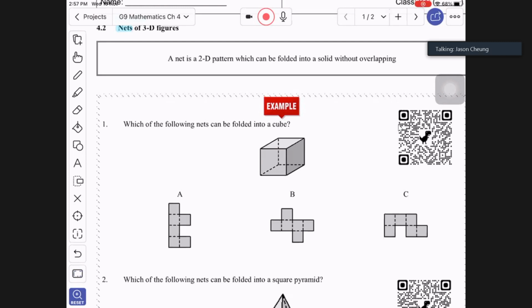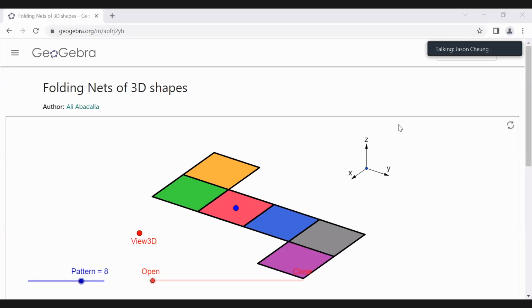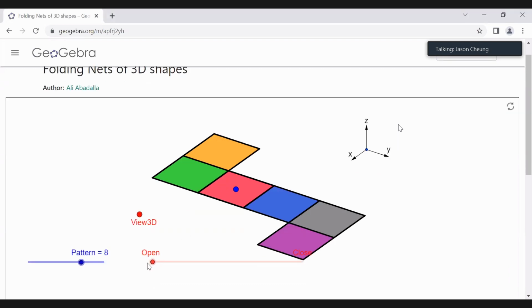Okay. Let me share my screen. All right. Hey, can anyone see my screen? Here. Yes, this one. So here, if you have already scanned the QR code, and then you can see this one. All right. So this is the net. All right. So let me show you how to play or how to make use of this one.